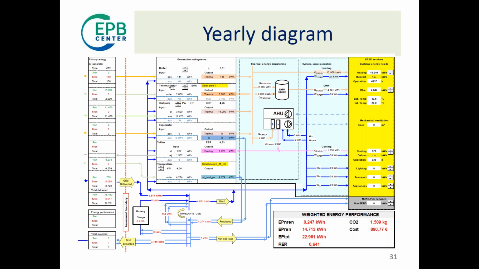Sorry, there is something not correct here. Because it's 1 month probably. No, that's 1 year results. Okay, and you see here the weighted energy performance, which is quite lower, and the cost even is higher.